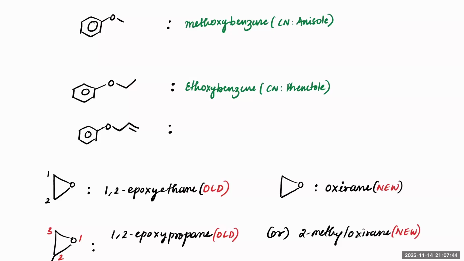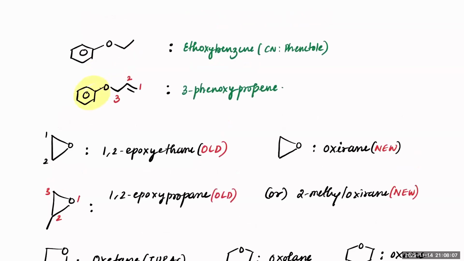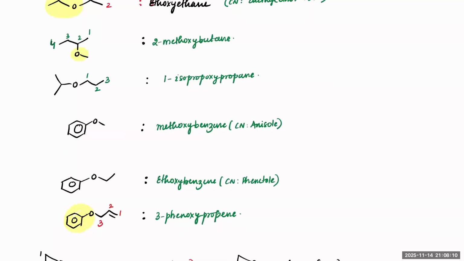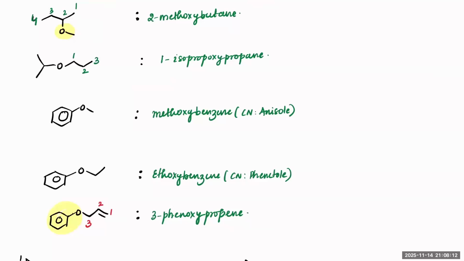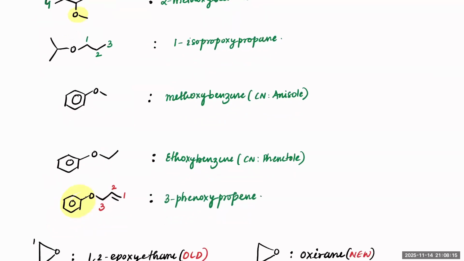Therefore, numbering should start from here. So, 1, 2, and 3. On third position, we have phenoxy. This entire thing can be read as phenoxy. So, the name should be 3-phenoxy propene. 3-phenoxypropene. I hope all of you have written this. These are easy ones. You just need to understand from where the oxy should be generated.